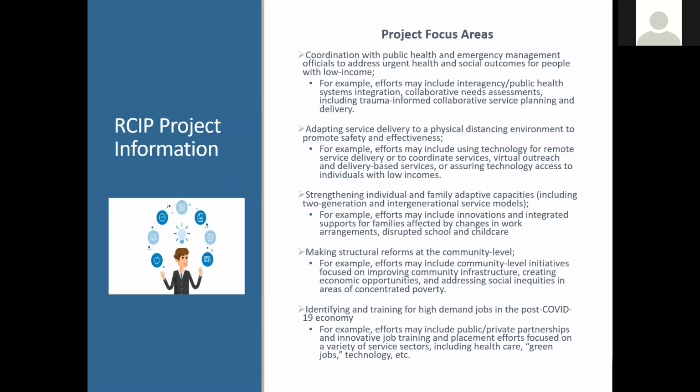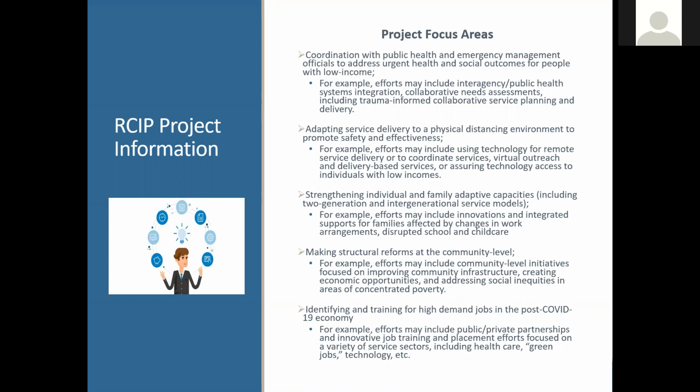There are 5 major project focus areas, and as we mentioned earlier, RCIP grantees will need to focus their efforts on at least one of these 5. These areas include coordination with public health and emergency management officials to address urgent health and social outcomes for people with low income, adapting service delivery to a physical distancing environment to promote safety and effectiveness, strengthening individual and family adaptive capacities, which includes 2-generation and intergenerational service models, making structural reforms at the community level, identifying and training for high demand jobs in the post COVID-19 economy.